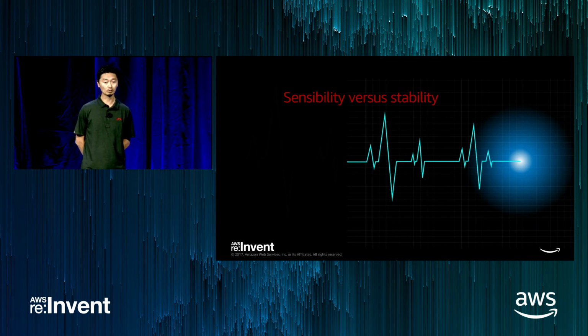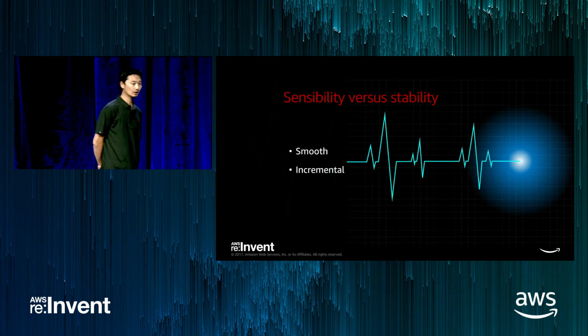So in computing, we want to be smooth. We want scaling to be smooth and stable. It's a delicate balance. How do we do that?